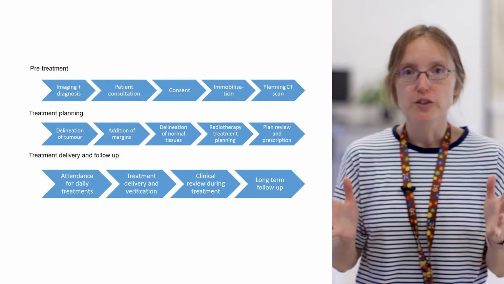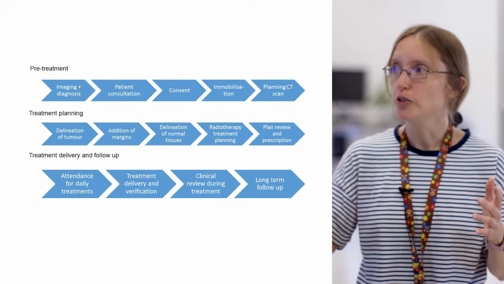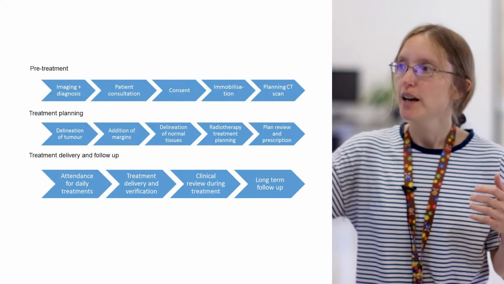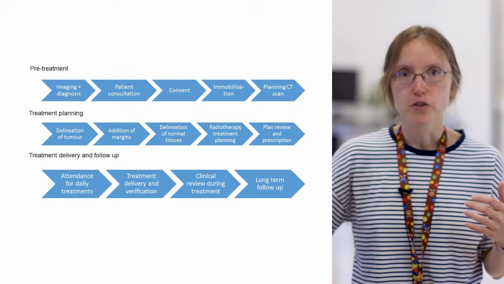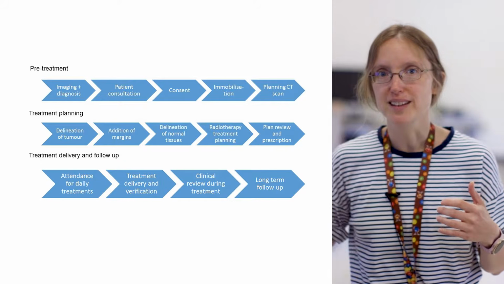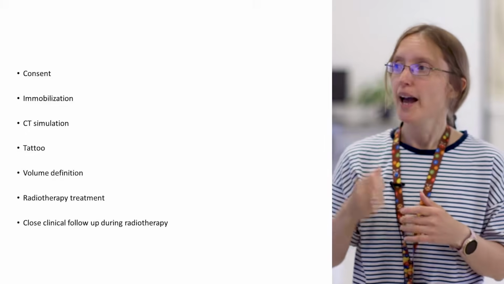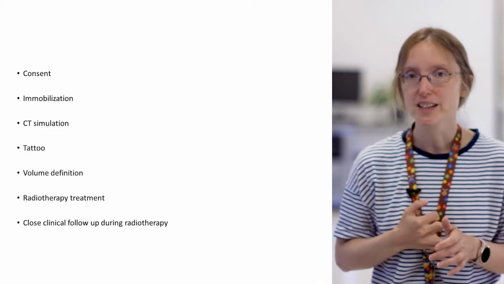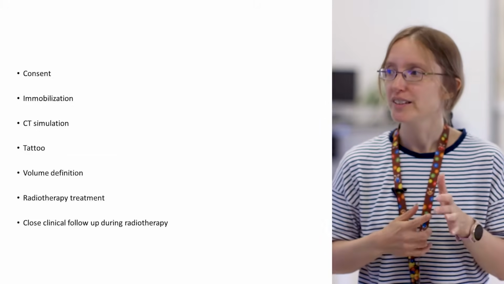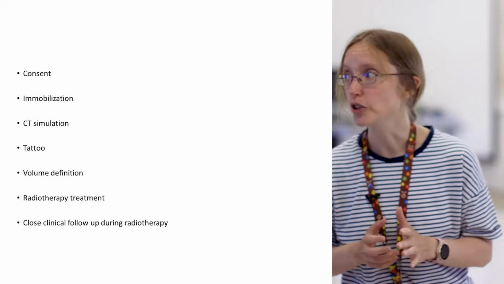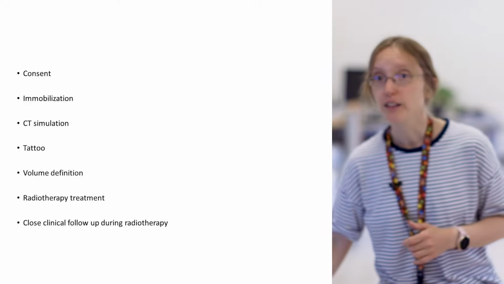So we have a whole radiotherapy process that I'm going to talk through. This is just a kind of overview of the process. We've got the pre-treatment phases, the treatment planning phases, and then the treatment itself. And we'll focus on various aspects of that pathway. The things we're going to focus on most of all, or immediately, are the consent process, immobilization, CT simulation, tattoo, volume definition, treatment itself, and then follow-up during treatment. So let's go to the beginning of that process.